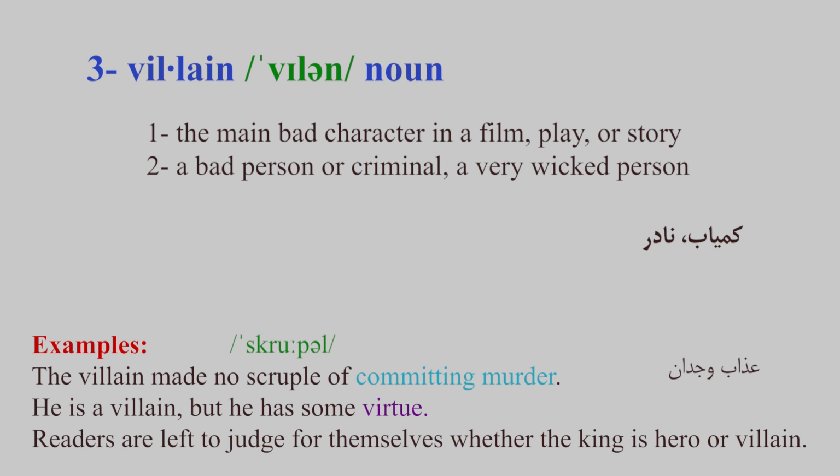And the second example: he's a villain, but he has some virtue. What a villain, he has virtue. That's a good type of villain. The third one: readers are left to judge for themselves whether the king is a hero or a villain. If it is a movie and you haven't understood it so far, it is better to watch it again because it is an open-ended movie.